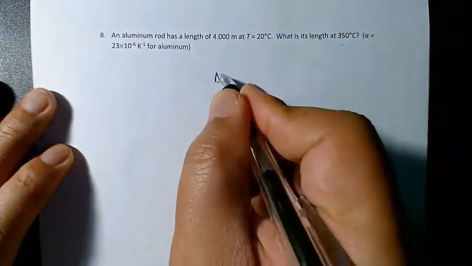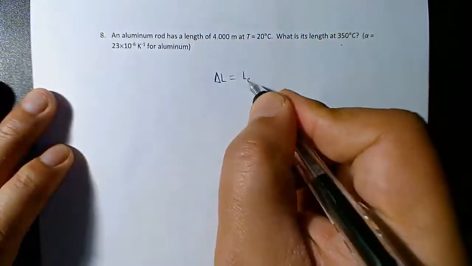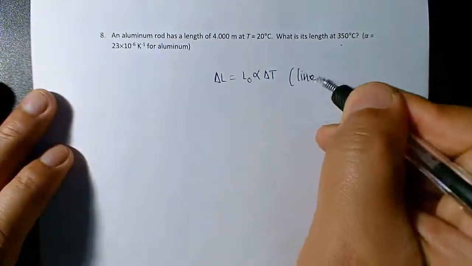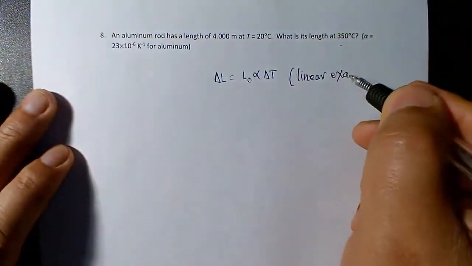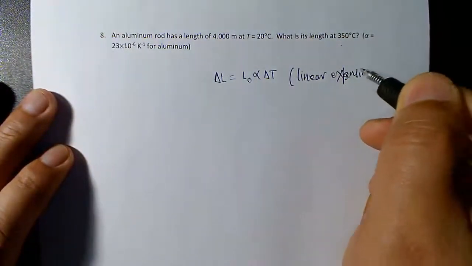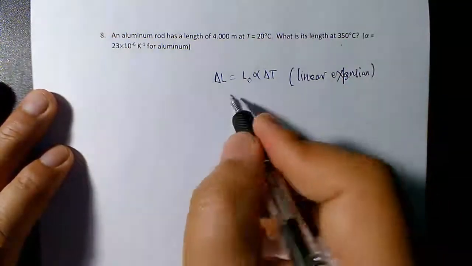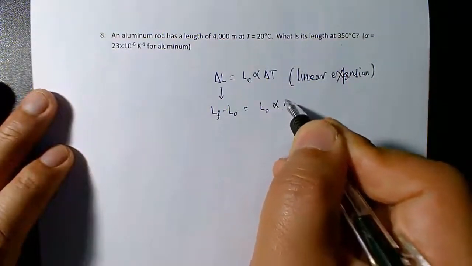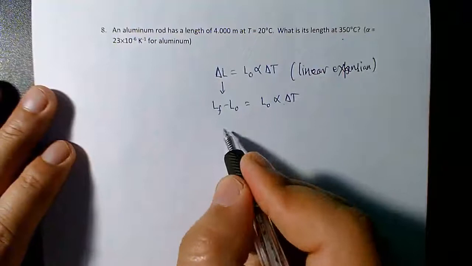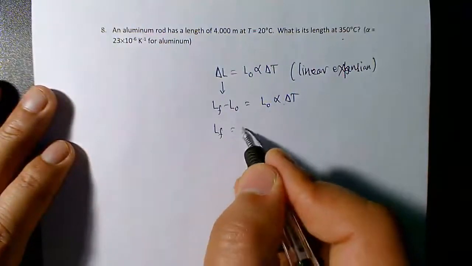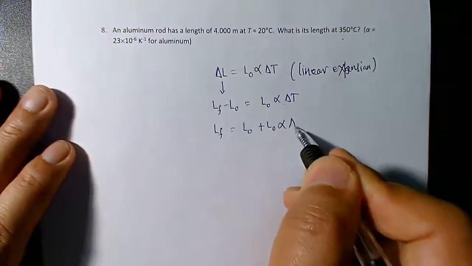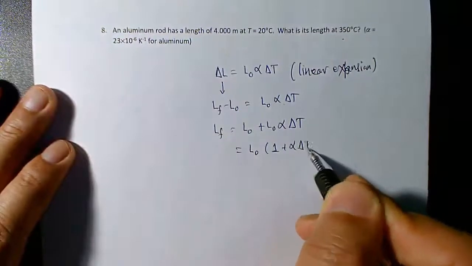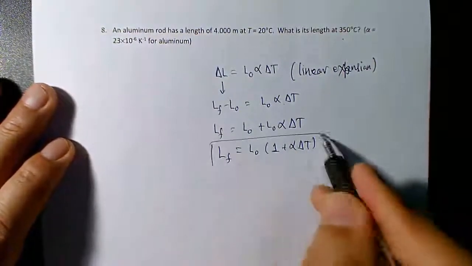So you have delta L is L naught alpha delta T. That's from the thermal expansion of solids. It's called linear expansion. That's the empirical formula we have, check my lecture slide. That's it. So this is final minus initial length, and you're solving for the final length, right? So if you add L naught to both sides, you can simplify one more time. L naught is a common factor, and you get 1 plus alpha delta T. Or if you remember, you can directly use this formula.